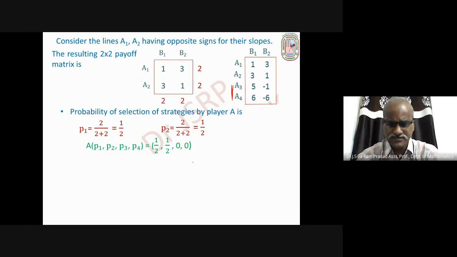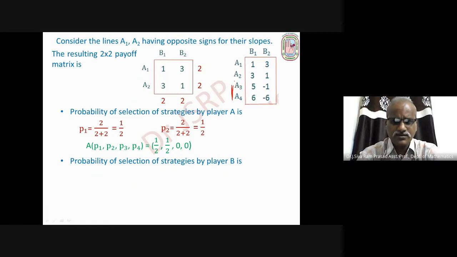So these are the probabilities of selection of strategies for player A. Similarly, for player B, Q1 equals opposite value 2 by sum of these two values, 2 plus 2. That is 1 by 2. Next, Q2 equals opposite value 2 by sum of these two values, 2 plus 2, 1 by 2. Since player B has only two strategies, we write Q1, Q2. So B of Q1, Q2 equals 1 by 2, 1 by 2.